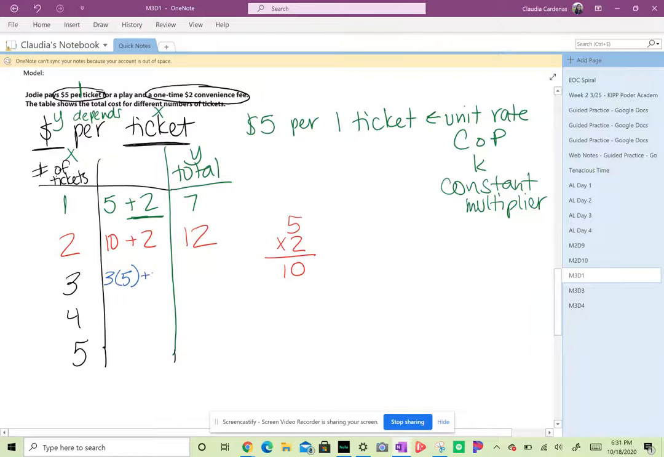3 times 5, and then we had to add the 2. 4 times 5, then we had to add the 2. And 5 times 5, and then we had to add the 2.